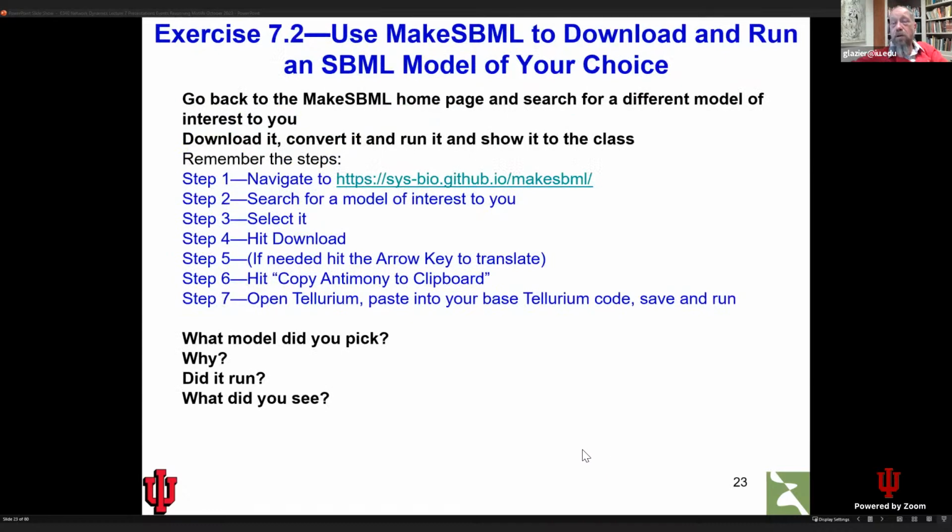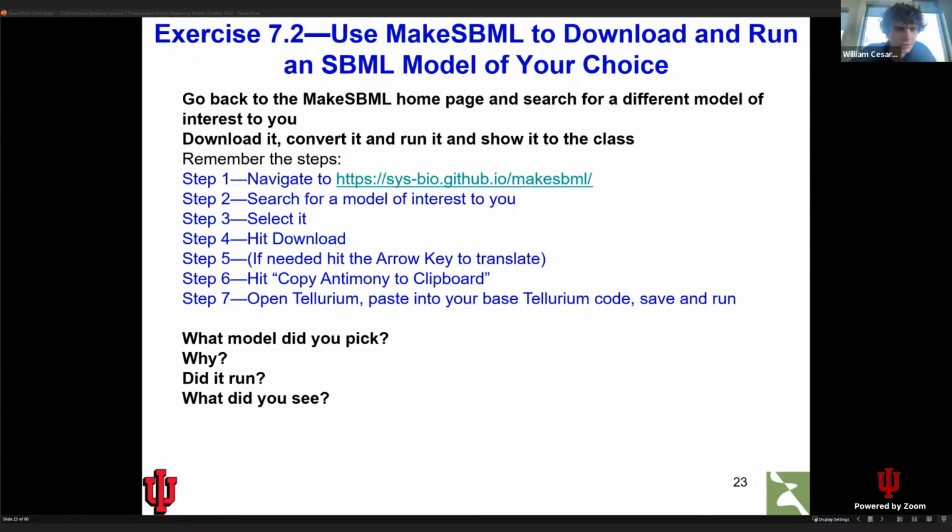Okay, so my next little exercise, and again, I don't want to take too much time, but I think it's worth it, is why don't you try doing the exercise I hope people would do, which is go back to the MakeSBML, search for something that you're interested in, and do the same thing again for a different model, not the EGFR model. And then maybe one or two of you could tell me what you got and show me what you got.